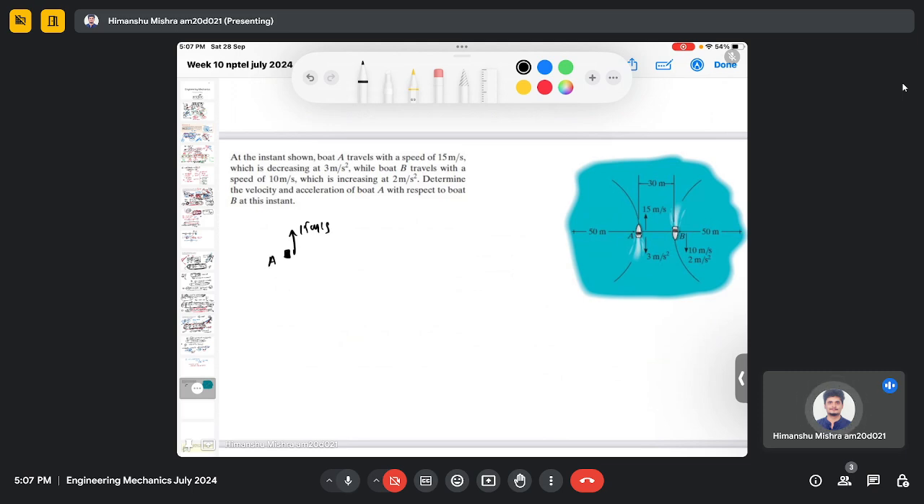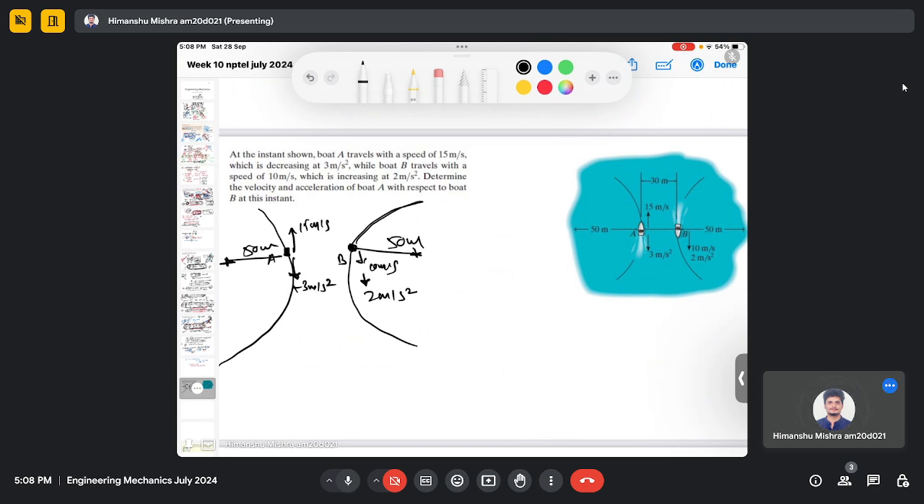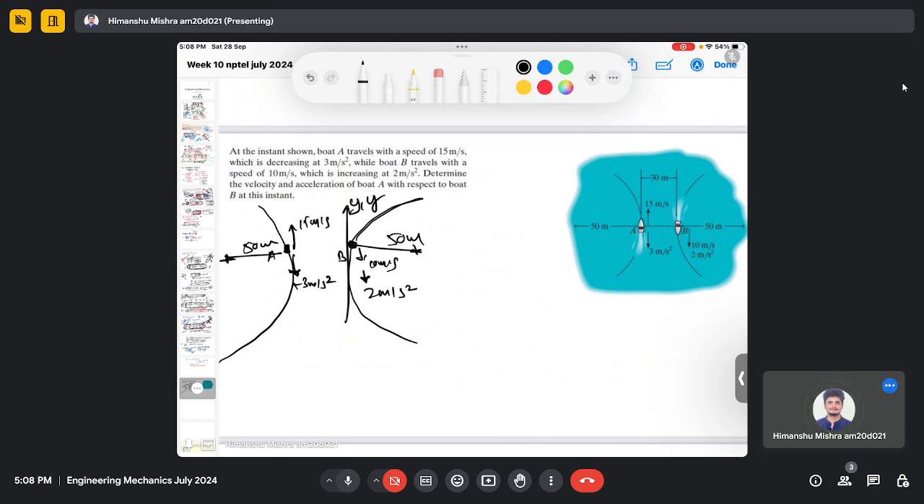So this is boat A going with 15 meter per second, and there is an acceleration in the negative direction, which means it's a retardation. And this is my boat B, which is moving at 10 meter per second, and it has the acceleration in the same direction, which means it is increasing the speed, right? And both of these are actually moving in an arc which has a radius of curvature. So this is 50 meter and this is 50 meter, and this is my capital Y and small y axis, and this is capital X and small x.